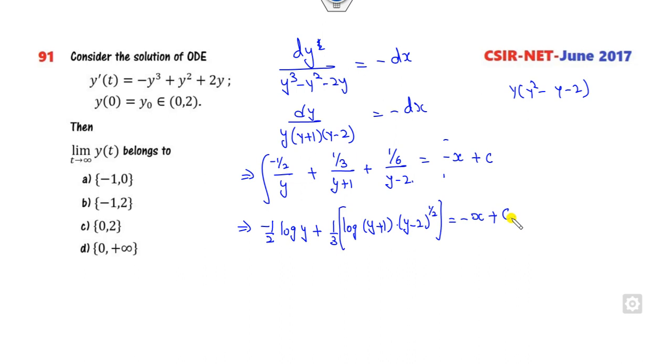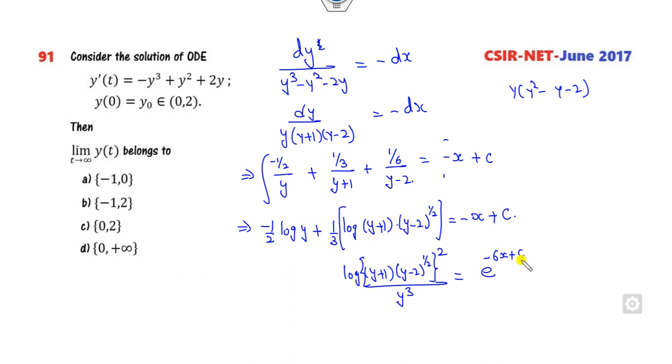Now I can take 6 as LCM, so I can take y plus 1, y minus 2 to the power of half. I can take 6 as LCM, it says 2, divided by y cube is e raised to the power minus 6x plus c.